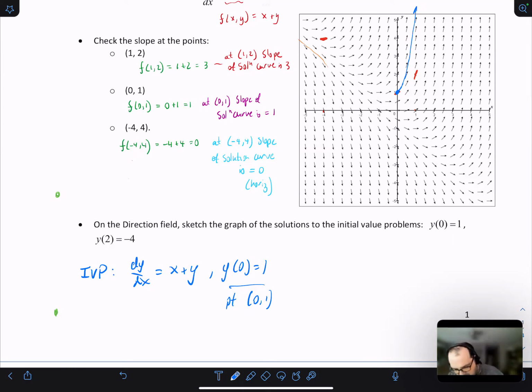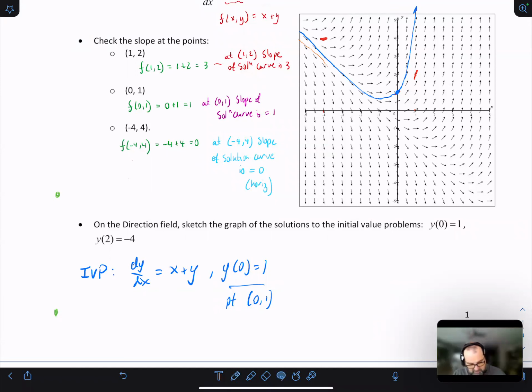We can also picture what it would look like going in reverse. So in reverse would have looked something like this. So this would have been our solution. This is a graph of our solution function to this initial value problem.